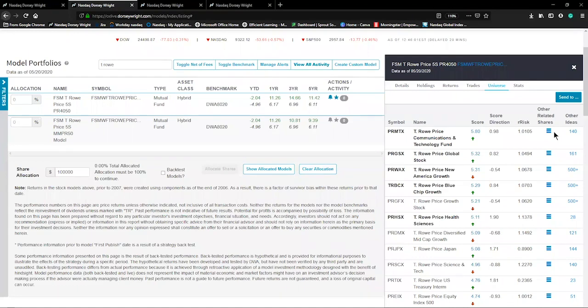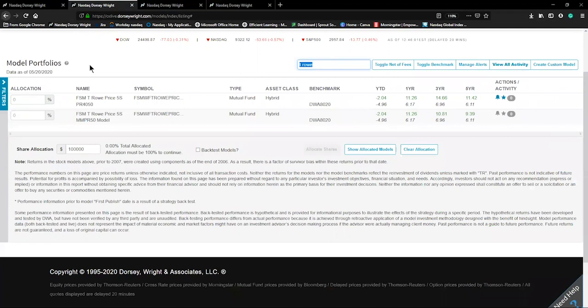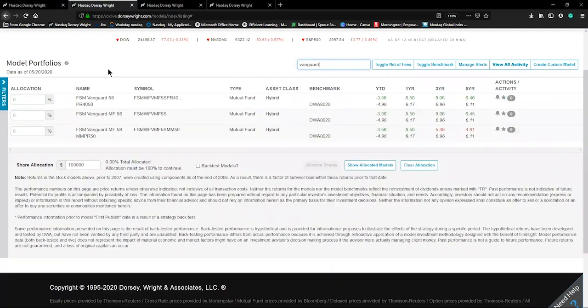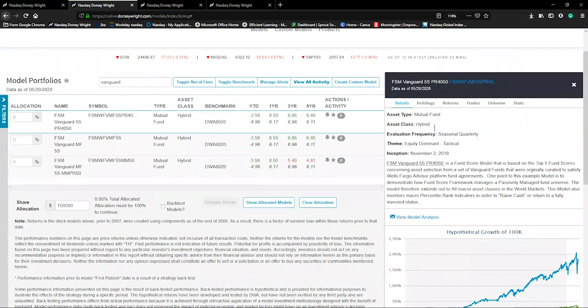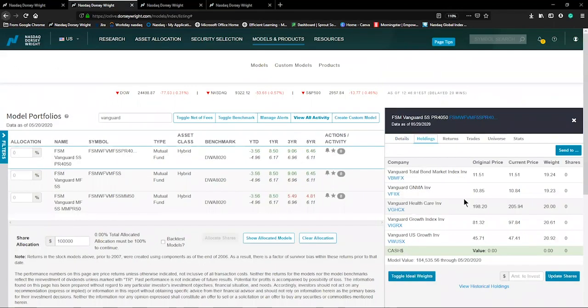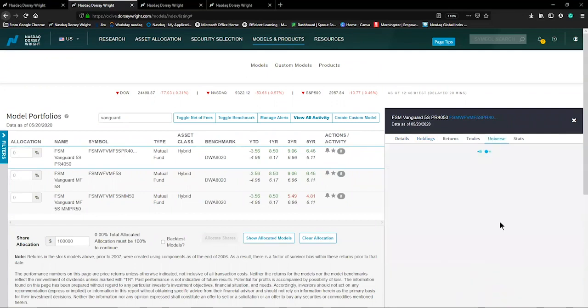In order to see an example of that, we can jump over to one of the other more equity-focused models that we have, looking at the Vanguard lineup. Backing out of T. Rowe, you can simply type in Vanguard up at the top of the page, and you'll notice the top model, the Vanguard 5 SPR 4050. Similar approach: still FSM lineup, still 5 funds, still seasonal quarter, and the same cash trigger. But now we're looking at Vanguard's inventory of funds instead of the T. Rowe inventory of funds.